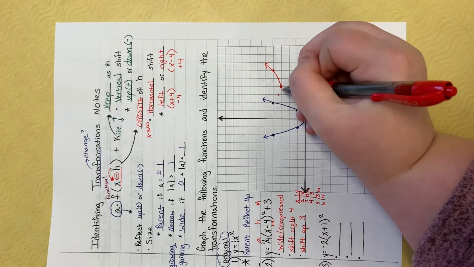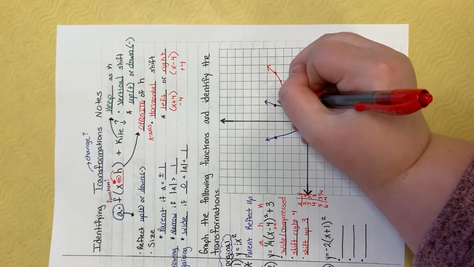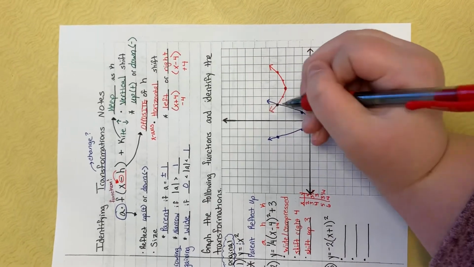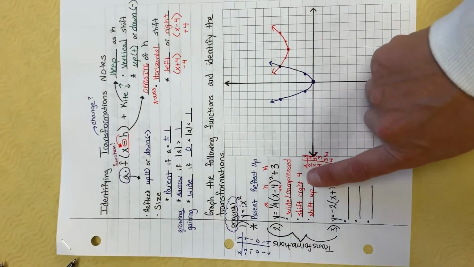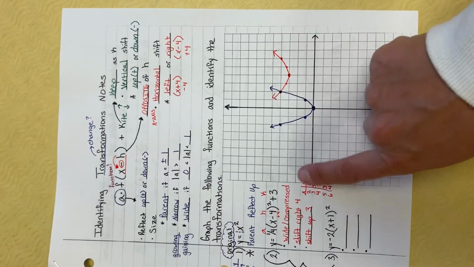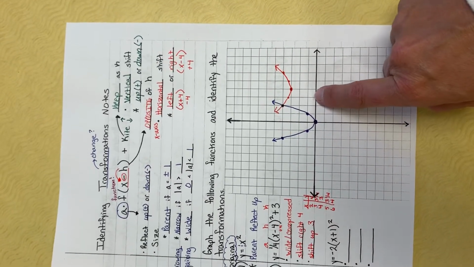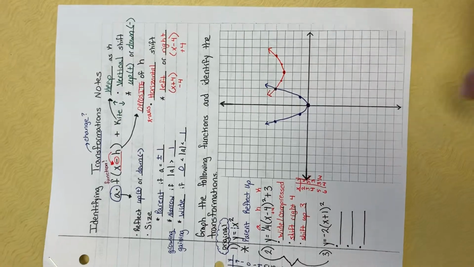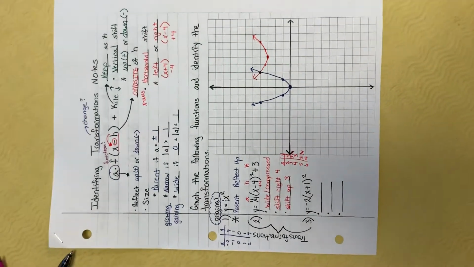She already knew it was going to be that way because of A. So if you look at that view, everything we said was going to happen, happened. This one became wider than our original. This one shifted right 4 and up 3 from our original (0, 0). Okay, let's do it again.